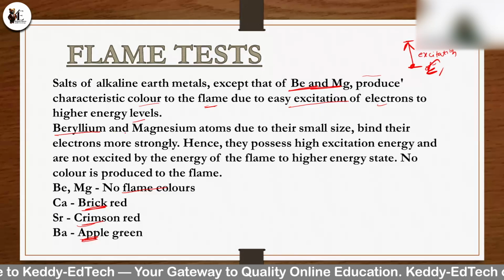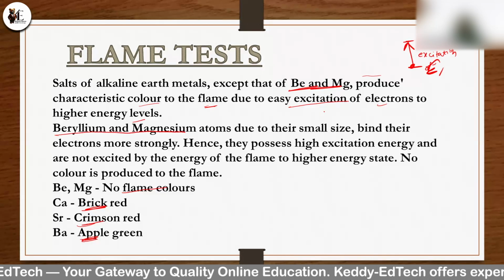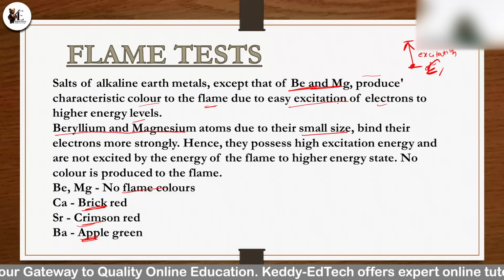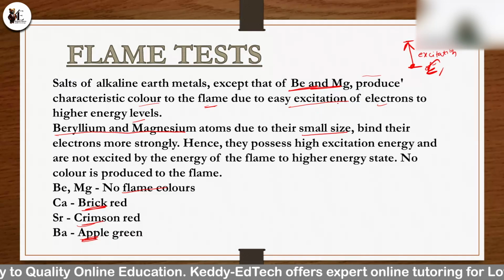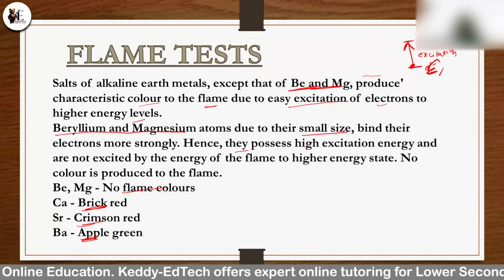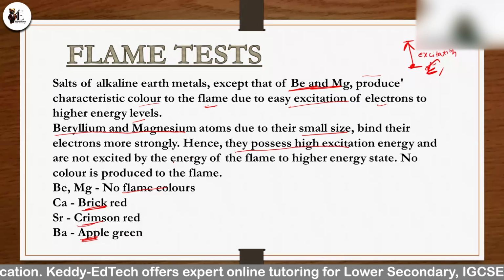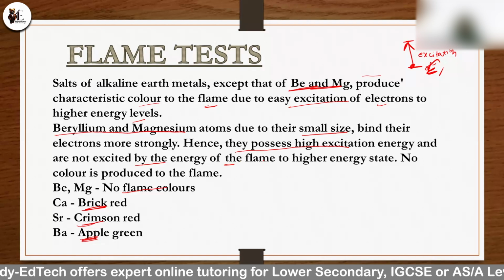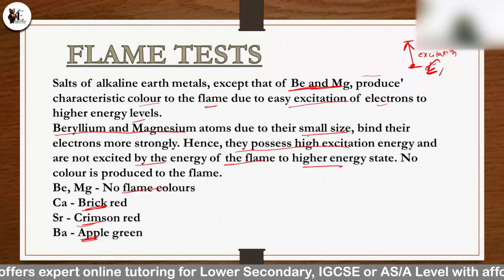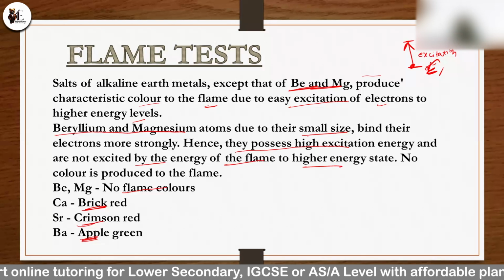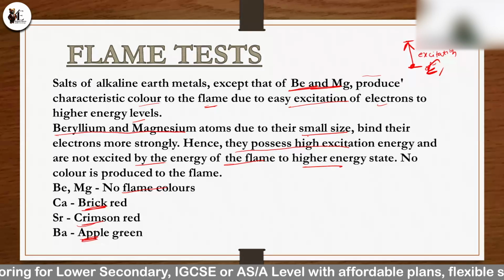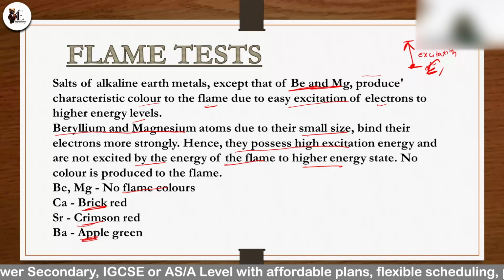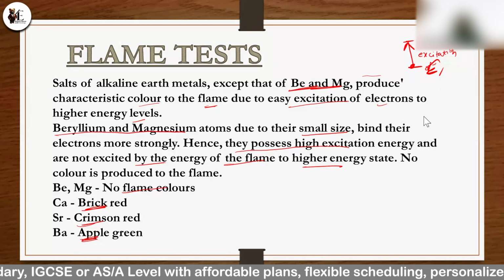Why do beryllium and magnesium not give any color to the flame? Because of their small size, they bind their electrons very strongly. So they possess high excitation energy and they are not excited by the energy of the flame to the higher energy state because their electrons are bound very strongly. That's why no color is produced in the flame in the case of beryllium and magnesium. Is it clear?